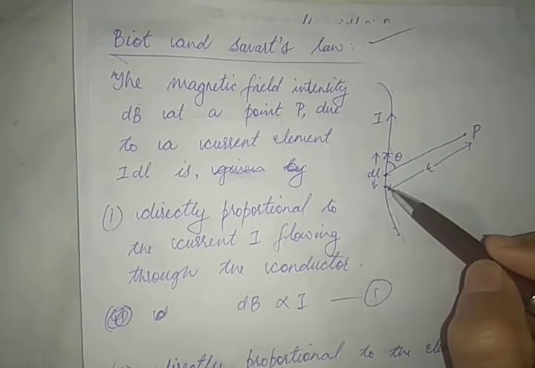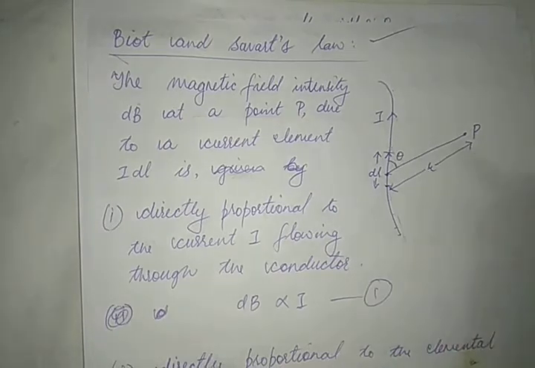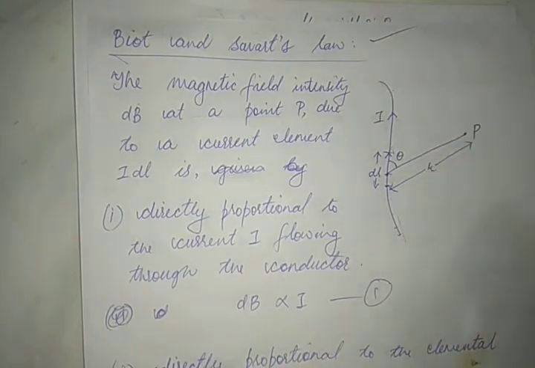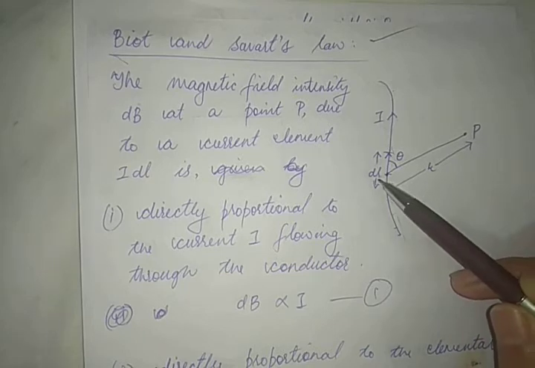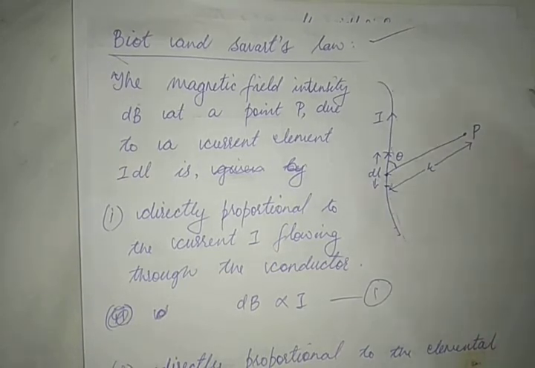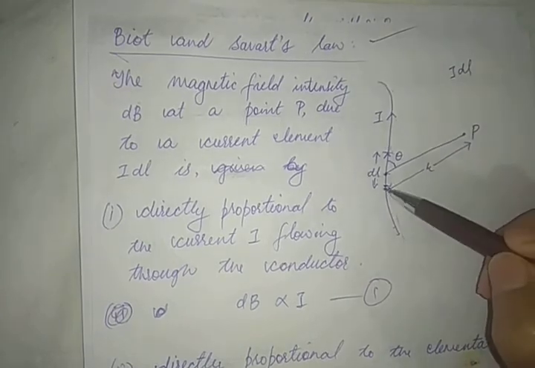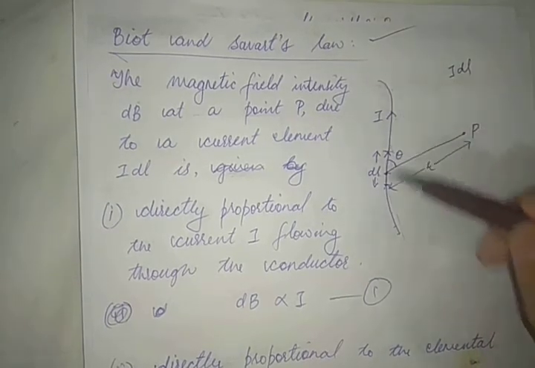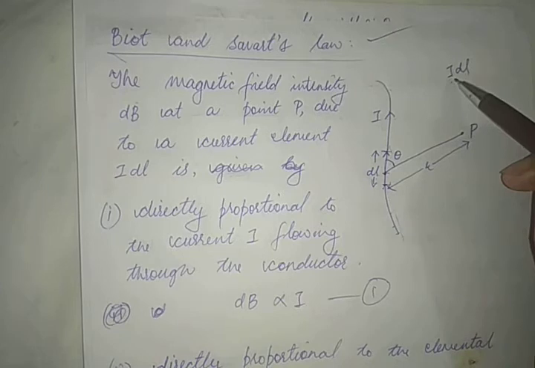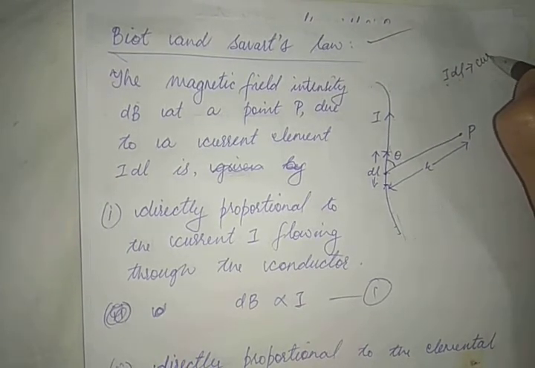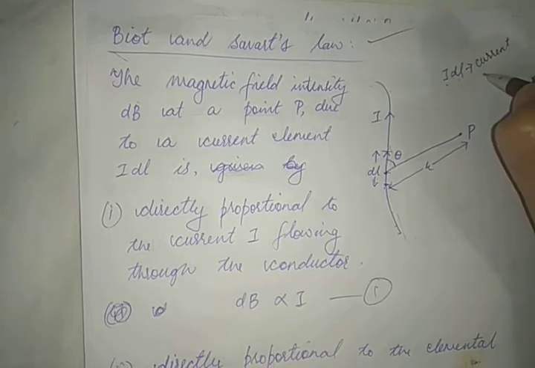As you can see, from here to here is our dl. So these small dls make up the complete wire. This dl is called an elemental length. Dl is the elemental length, mind you, and I into dl: the current is flowing through dl and of course through the whole wire is I. So I into the elemental length has a name. This is called the current element.